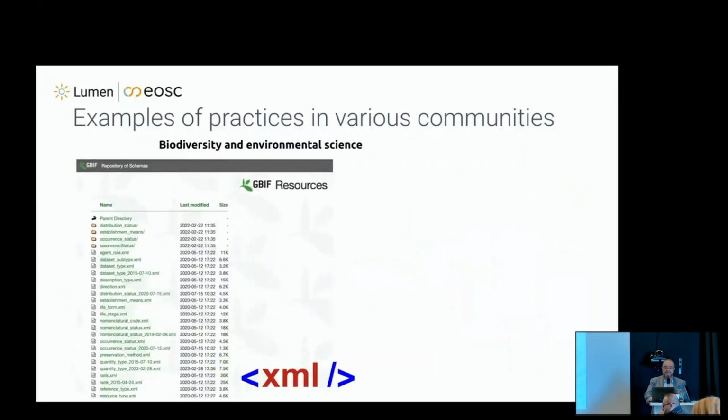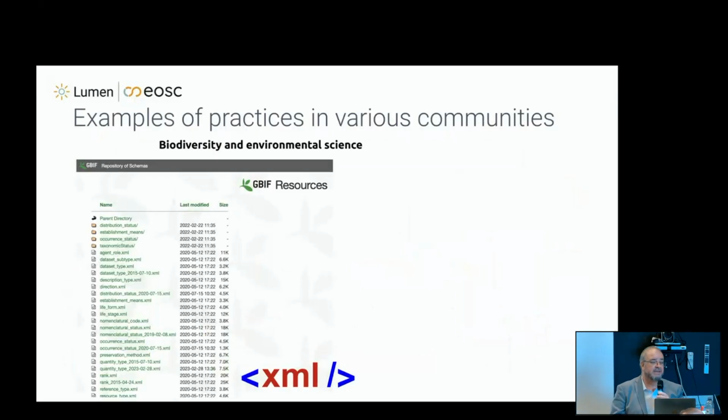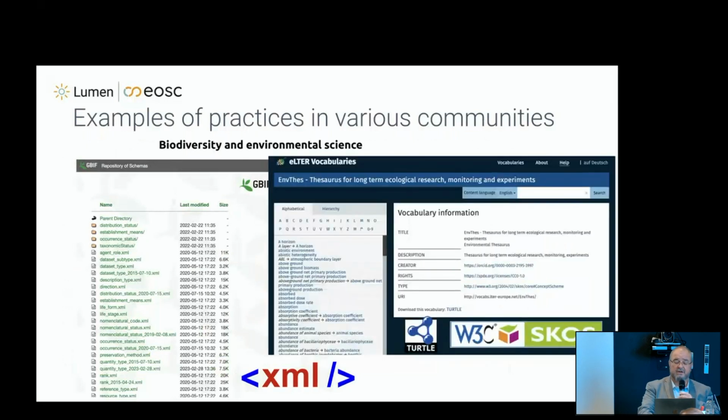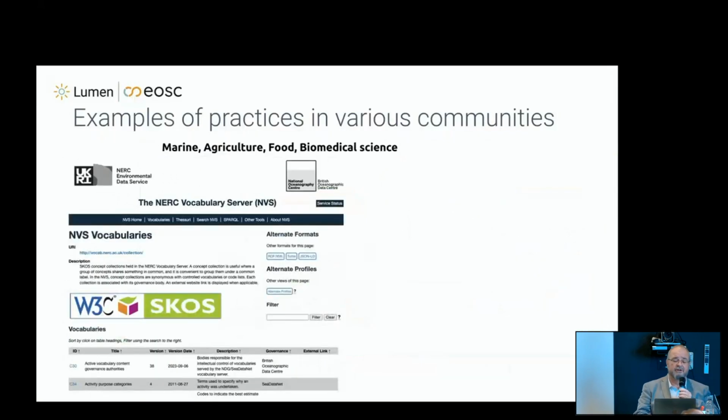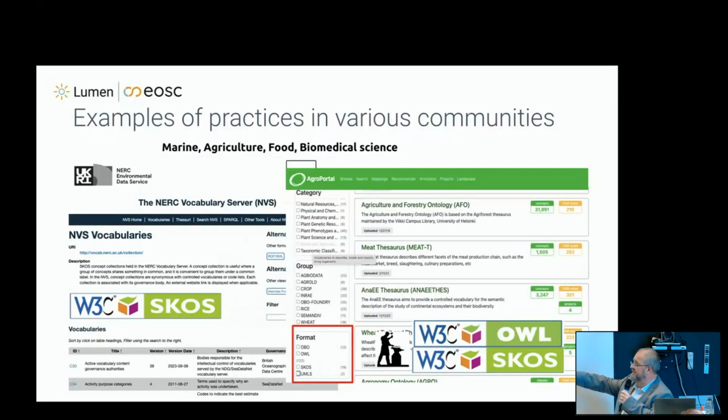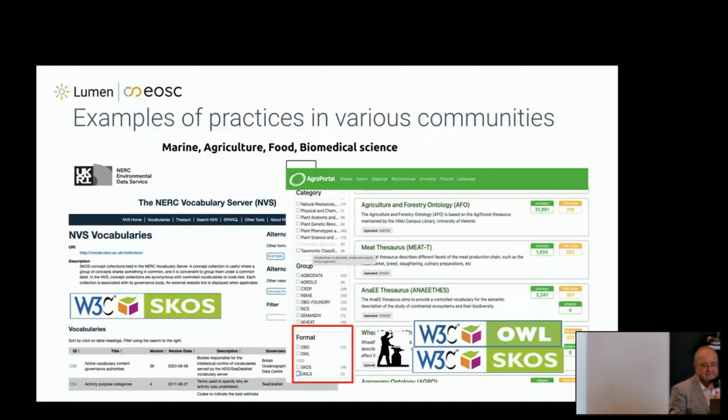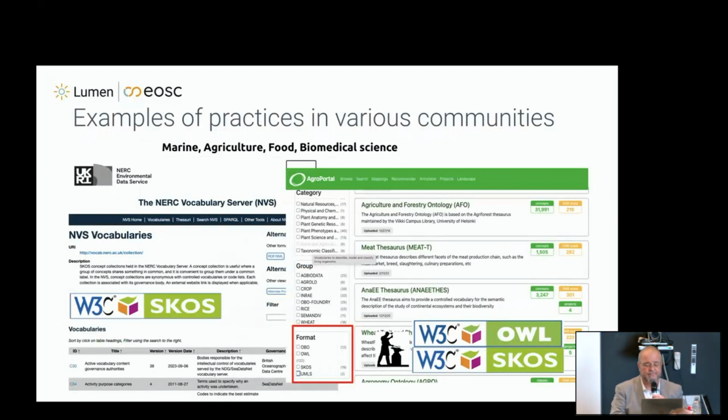Here are just a few examples of practices in various communities. In biodiversity, for instance, GBIF, right now their ontologies are in XML. If you go a little bit further, you have ALTER, it's a SKOS vocabulary. You have the Environment Ontology, which is an OWL based on OBO Foundry principles. In marine, agriculture, food, and biomedical science, you get a lot of SKOS vocabularies that are served by the NERC vocabulary server for marine. In AgroPortal, you get tons of ontologies with different formats. You get OBO, OWL, SKOS, UMLS, and many different other formats. But mostly it's OWL and SKOS.